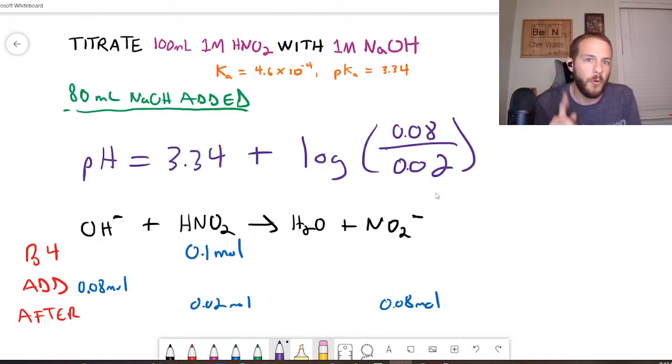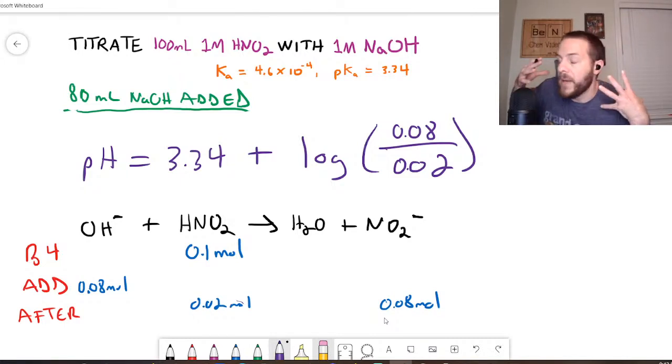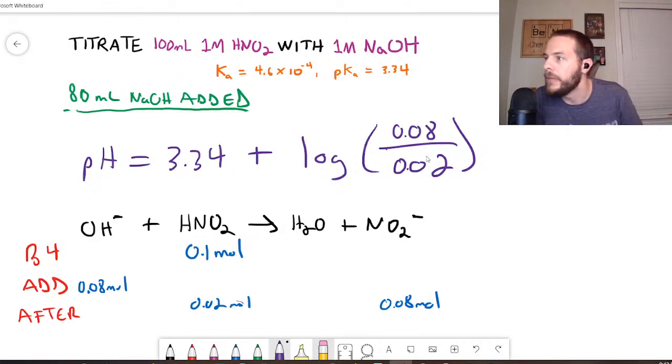And while that is true, the volumes cancel out because both of these quantities of acid and base are in the same solution. So by definition, they have the same volume. So whether we're using a ratio of concentrations or a ratio of the amounts, it doesn't matter because they are the same value. I just wanted to make sure we all understood that. In this equation, you can use the amount in moles. You don't necessarily have to convert that amount into concentration for this equation to work.